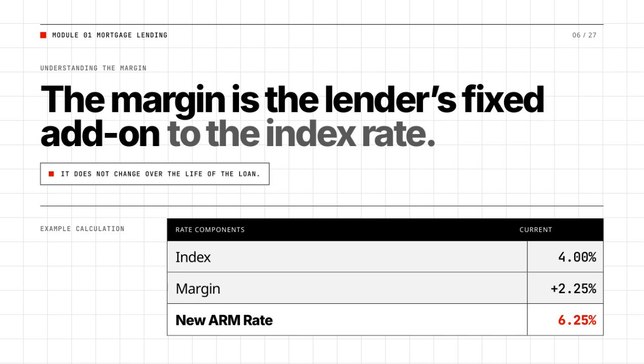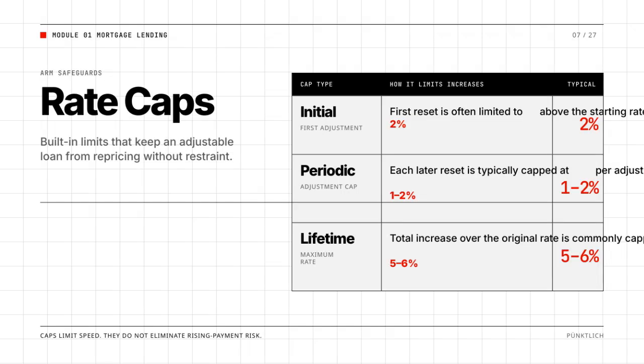throughout the loan period. Let's talk about ARM safeguards, specifically rate caps, which are essential features in adjustable rate mortgages. Rate caps are built-in limits designed to prevent your loan from repricing without any control or restraint. They essentially protect you from sudden, steep increases in your mortgage rate. There are three main types of caps to be aware of.